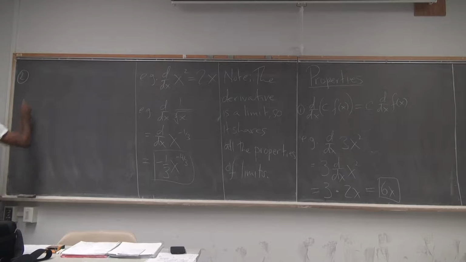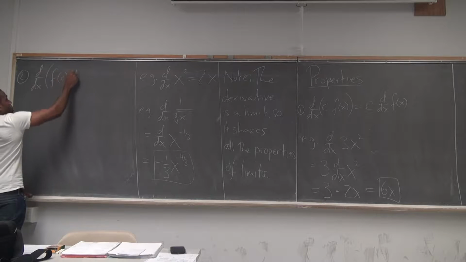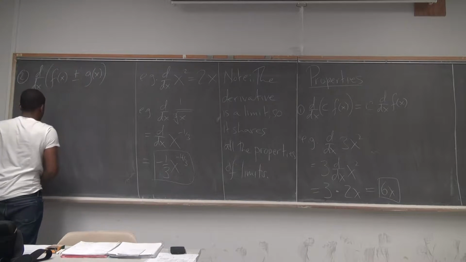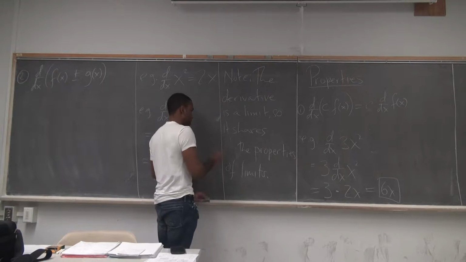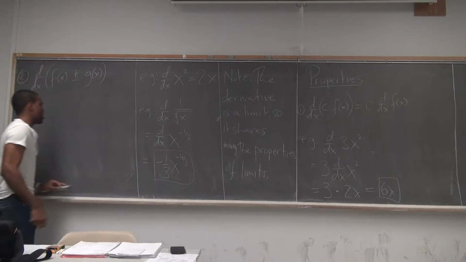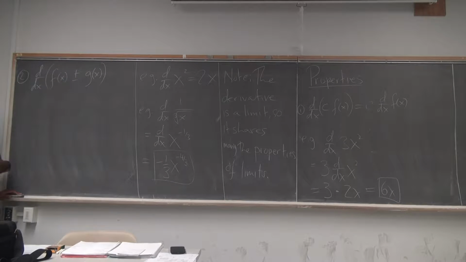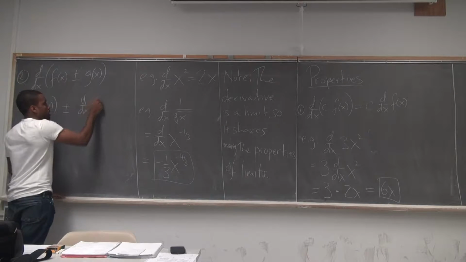Also, another property of limits is the limit of a sum is the sum of the limits, which means if I take the derivative of a sum, there's a subtle difference here we'll talk about. But just like limits, the derivative of a sum is the sum of the derivatives. So I can just differentiate each part. Differentiate that function, plus or minus, find the derivative of that function, add them together.